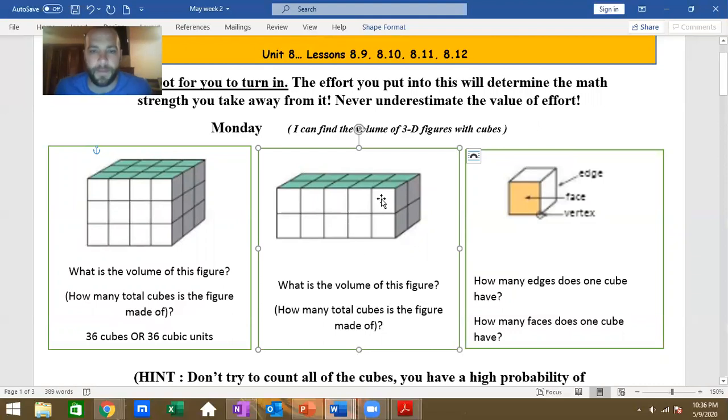All right, what about this bad boy right here? We have the top base is 2 by 5. Okay, so you have 2 by 5, which is 10. And then there's 2. So 2 times 5 times 2. So that's 20. 20 cubes, or 20 cubic units.